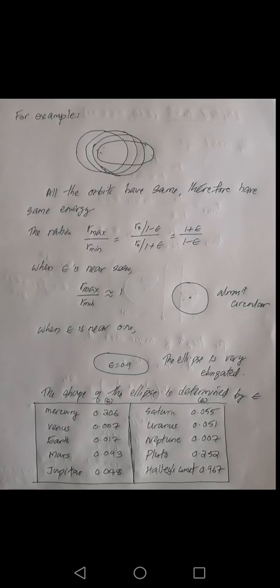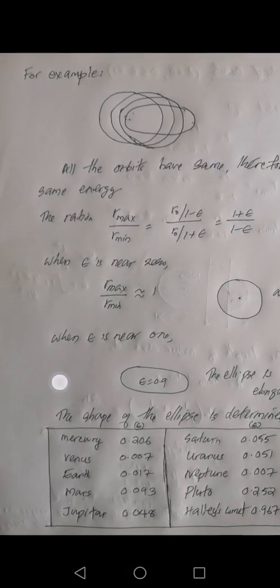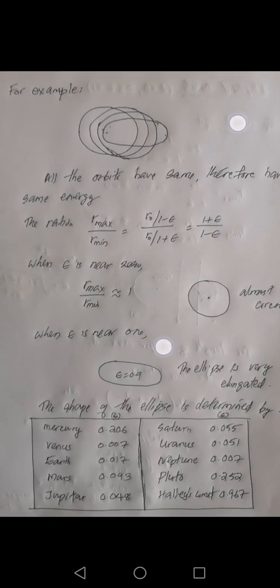For example, here see there are different orbits, but every orbit has the same length of major axis. See the different shapes. Even though these are different in shape and have the same A value, they have the same energies. Okay, that's a very important point.